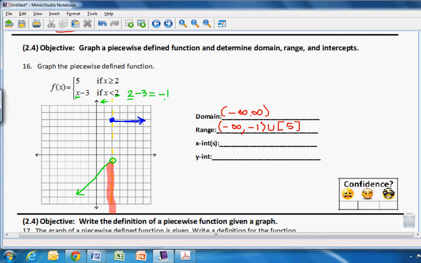And x-intercepts, we want to figure out where is it hitting on the x-axis. Well, in this case, there's none. Nothing's going on. No lines are crossing, but we are hitting right here on our y-axis. So we're at 0, -3. That's our y-intercept. Intercepts are always points, always written as points.